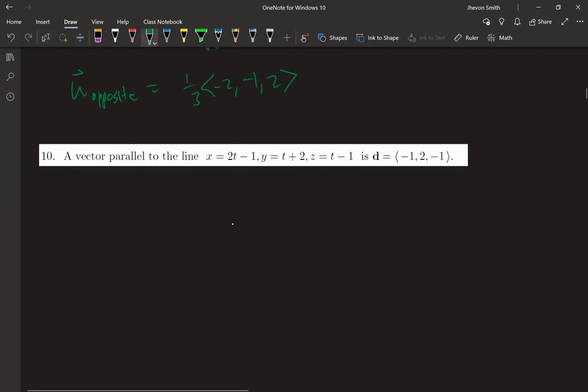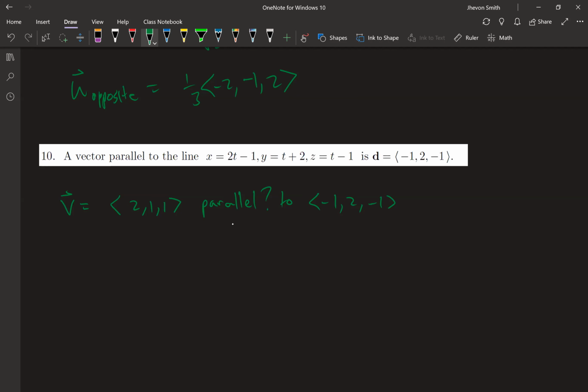All right, someone tell me the obvious vector that's parallel to this line. All right, 2, 1, 1. Right. Now, the question is, is that parallel to -1, 2, -1? And the answer is no, obviously.